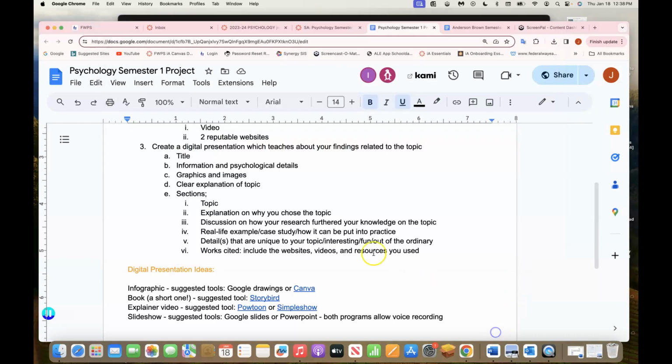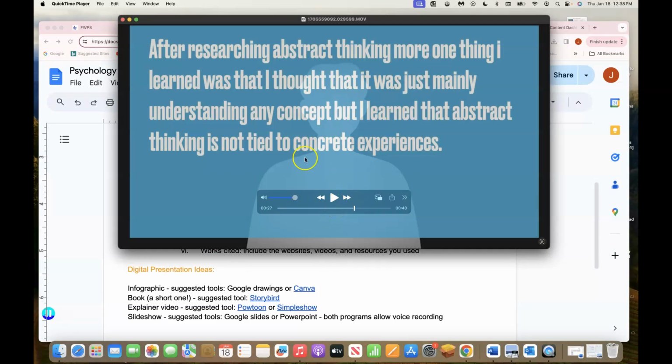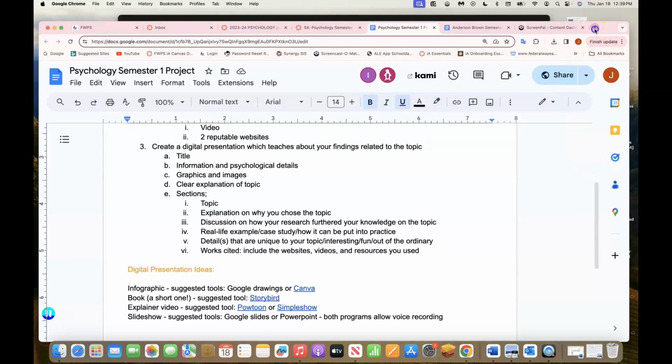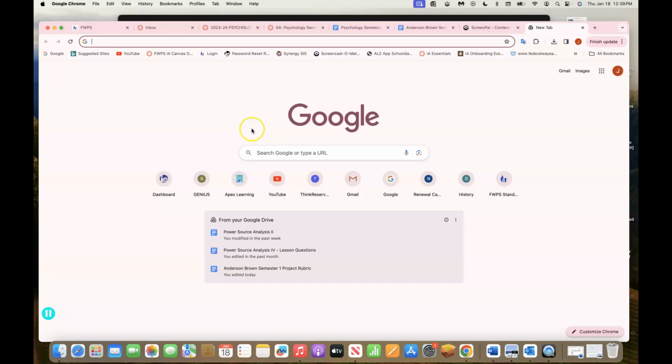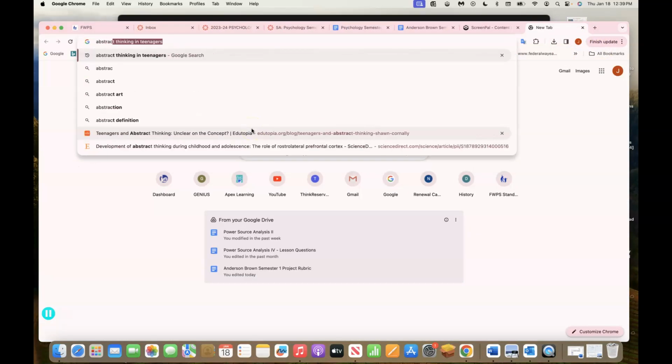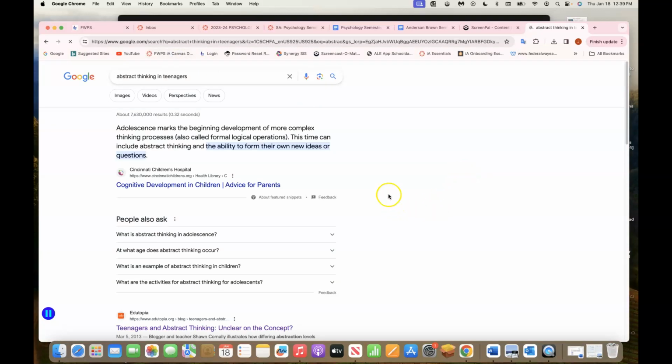Okay, and then this is where you are talking about discussion on how your research furthered your knowledge, and you said that you thought it was just mainly understanding any concept, but you learned that abstract thinking is not tied to concrete experiences. Okay, I'm going to encourage you to research a little bit further. What might help with your research is if you type into Google, see, I've already done it, abstract thinking in teenagers.